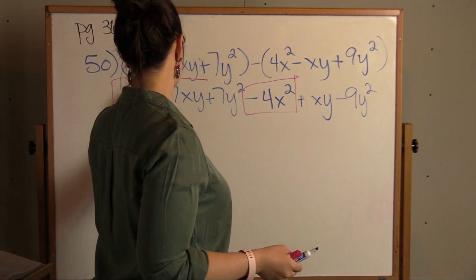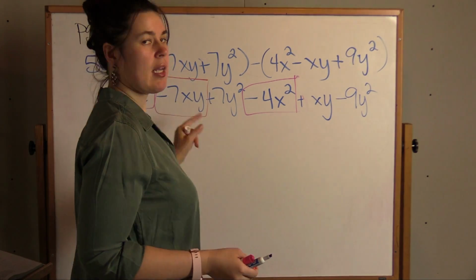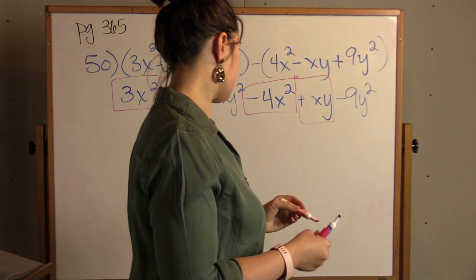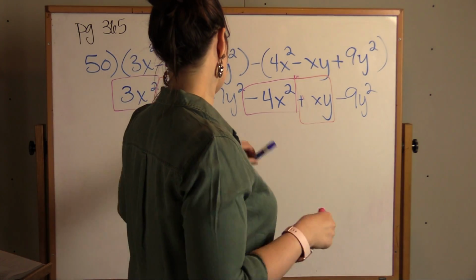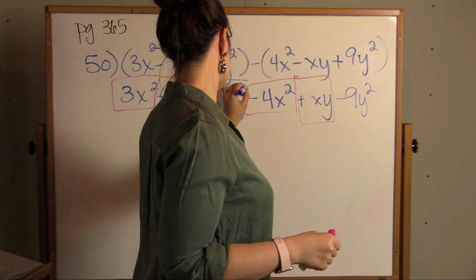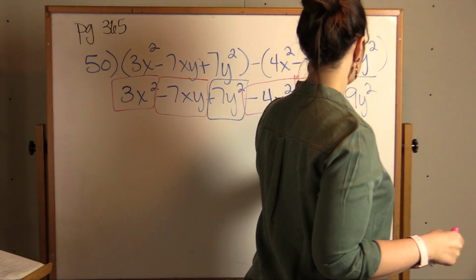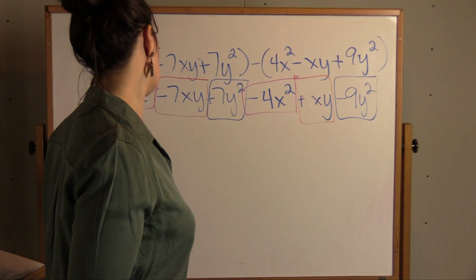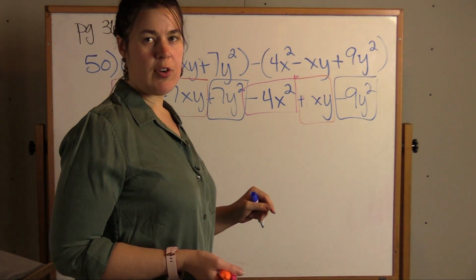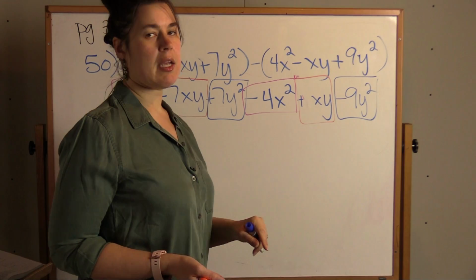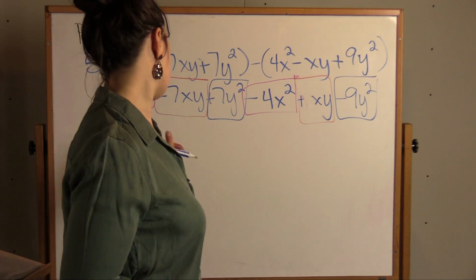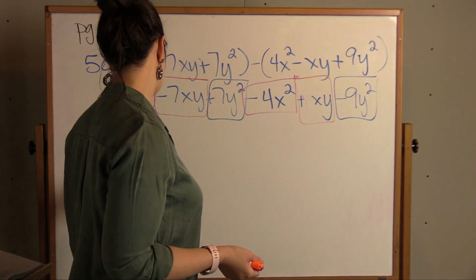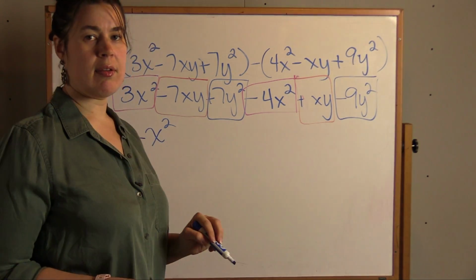Negative 7xy, I am putting the negative inside, and there's another xy over here. And then we have 7y squared and a negative y squared. All right, so we're gonna move in the order of left to right for our final answer. We're gonna do the x squareds first. We have a 3 and a negative 4. So 3 and negative 4 becomes negative 1. So I'm gonna put negative x squared.